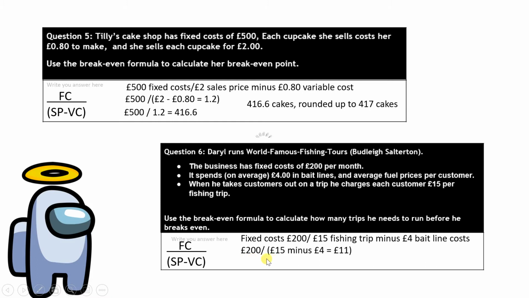So let's cut all the words down and let's have a look at what numbers we've got left. That's £200 divided by 15 minus £4, so that's 11. So let's do the calculation. We've got 200 divided by 11, it gives us 18.18. So the break-even point is 18.18 fishing tours, of which you can't have 0.18 of a fishing tour if we put our common sense head on, so that's rounded up to 19. But remember, there's always the decimal point shown in the answers.